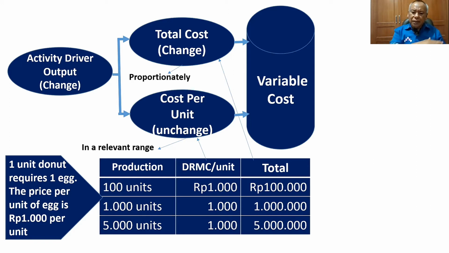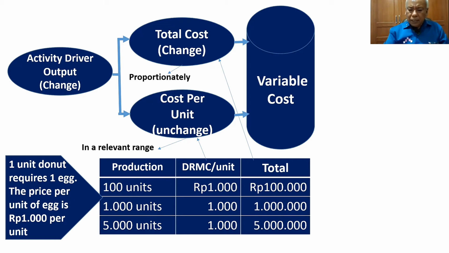So it means that the cost per unit remains constant until 5,000 units. Greater than 5,000 units, it will decrease from 1,000 to 900 per unit.